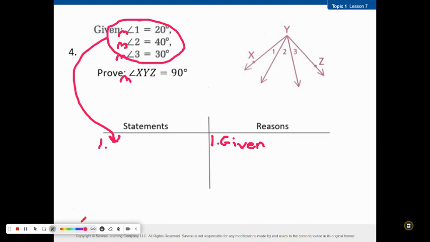Okay, so if I wanted to fill in some of these blanks, I would put, okay, so this is 20, this is 40, and this is 30.